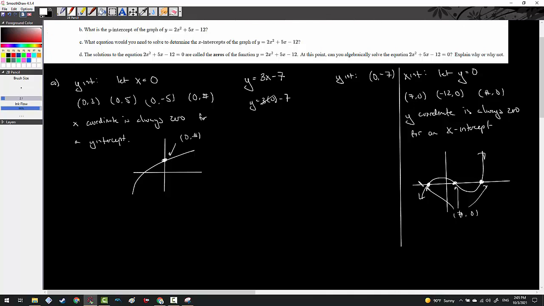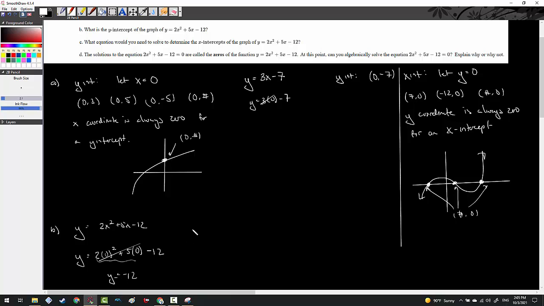Let's apply the y-intercept into B here, where they want us to find the y-intercept of 2x squared plus 5x minus 12. So again, to find the y-intercept, I let x become 0. So I don't have y equals 2x squared anymore. I've got 2 times 0 squared. I don't have plus 5x anymore. I have plus 5 times 0 and then minus 12. These guys are going to go away and I have y equals negative 12.